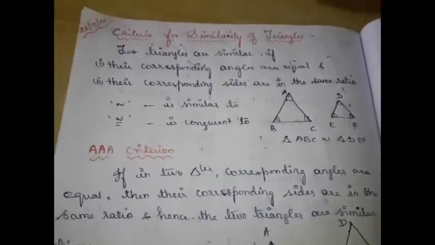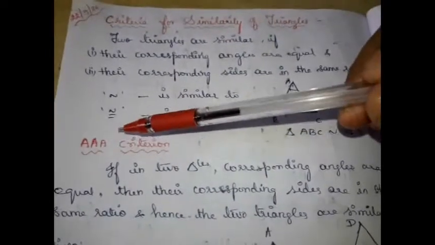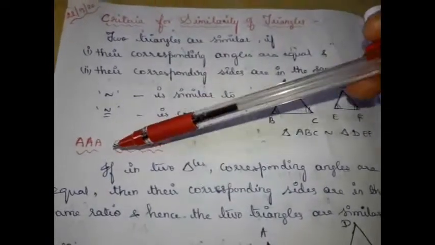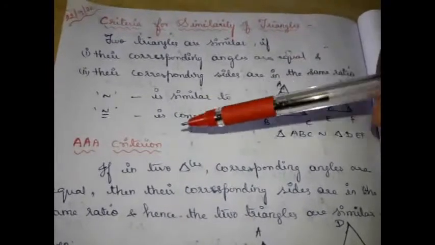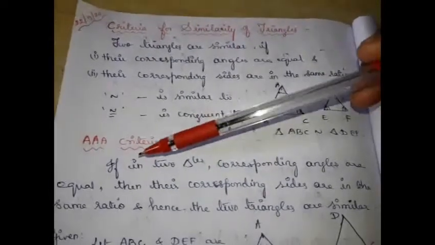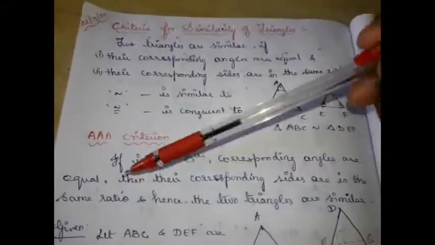Hope you remember. Now let us move on to the first criterion for similarity, which is AAA similarity. This is well known to you. What does AAA stand for? Angle, angle, angle. The angle, angle, angle criterion implies that if the three corresponding angles are equal in two triangles, then the two triangles will become similar. Then immediately their corresponding sides will become proportional, right? Read the statement: if in two triangles corresponding angles are equal, then their corresponding sides are in the same ratio, and hence the two triangles are similar.